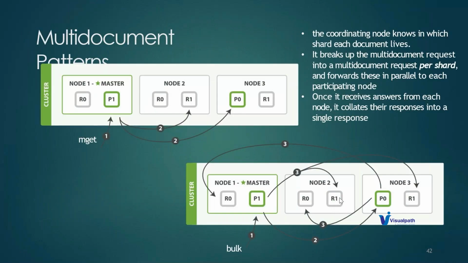Multi-document patterns. The coordinating node, which works out the shard for each document, breaks up the multi-document request into multi-document requests per shard and forwards them in parallel to the participating nodes. Once it has retrieved the answer from each node, it collects the responses. So let's say your index is very large and you still want to search it, then you can use multi-document patterns also. It will divide your request into parts, search and retrieve the data, collect the combined response, and share it with you.